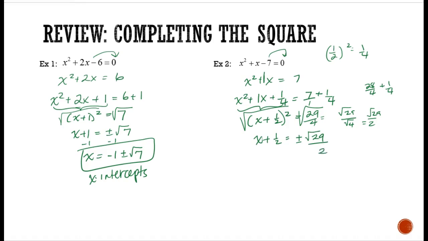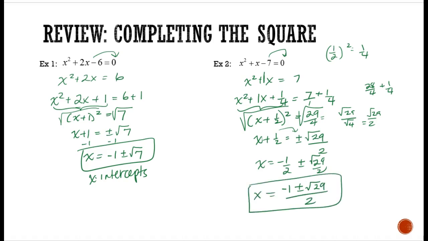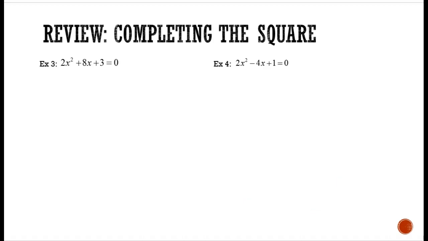Okay? Now, I'm going to move that 1/2 over, so x equals negative 1/2 plus or minus the square root of 29 over 2. So you could consolidate all this and write it like this, since the denominators match. It's easy enough. Okay? So that's how you handle it if you have an odd number in the center, like such. Okay? Let's try another one.